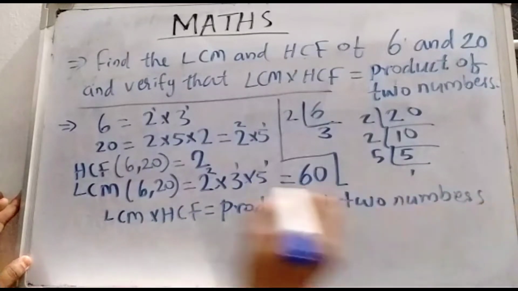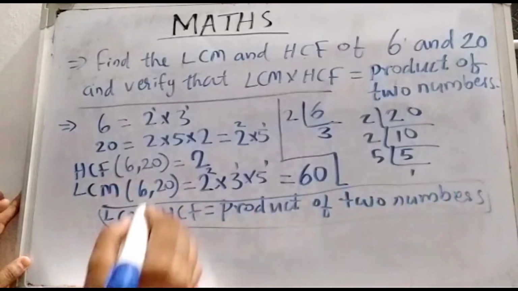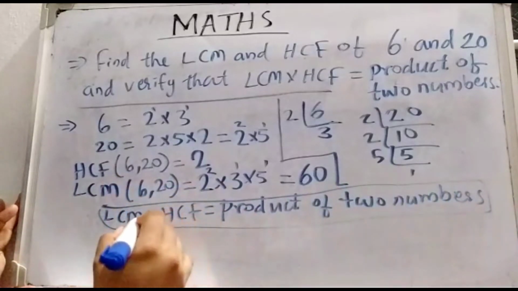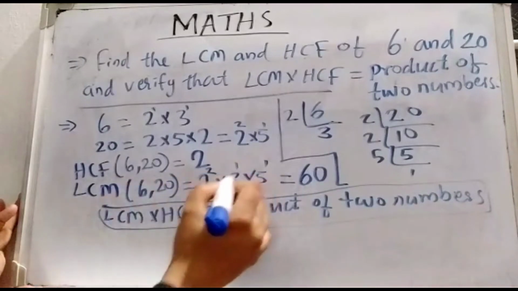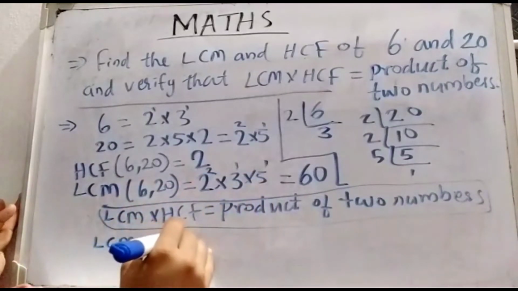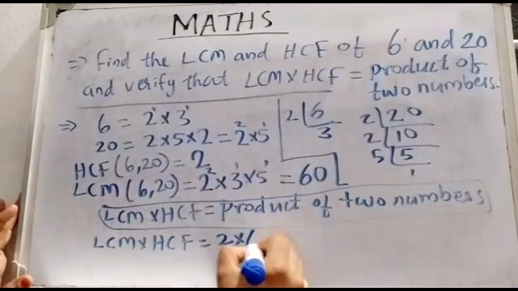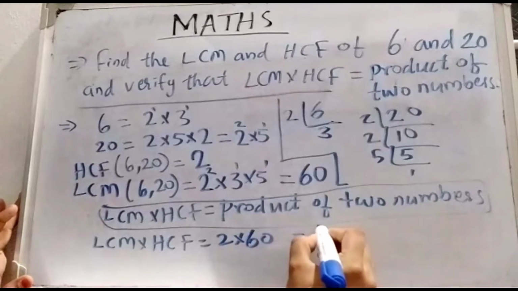Okay, this is our result. We need to verify this. Okay, so LCM into HCF, what? First take LHS, this part. LCM into HCF is equal to 2 into 60, that is 120.